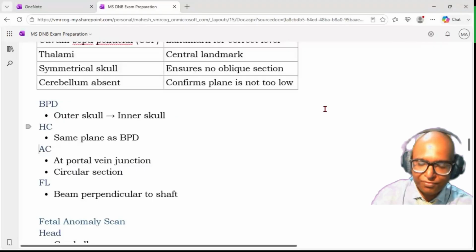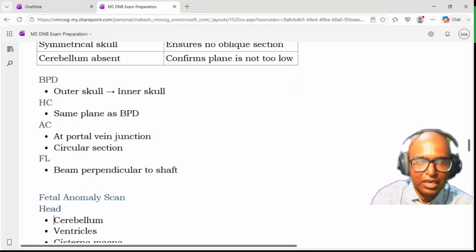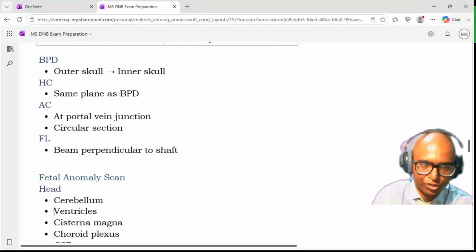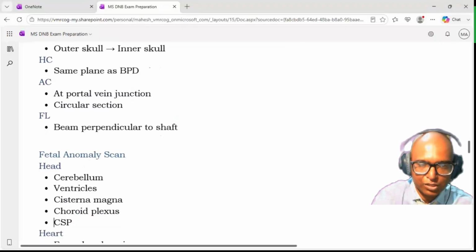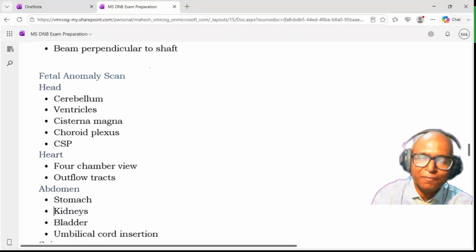For abdominal circumference, which plane is used? It is at the portal vein junction, and you have to take a circular section. So for abdominal circumference, portal vein junction plane is used. For femur length, beam should be perpendicular to the shaft. So this is one practical point you should remember.